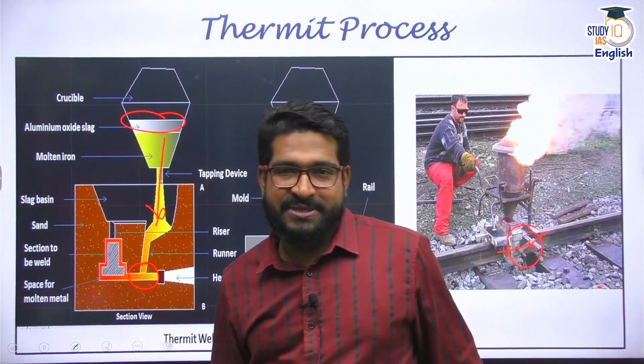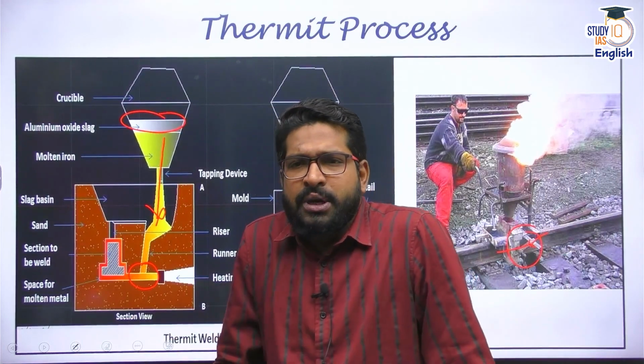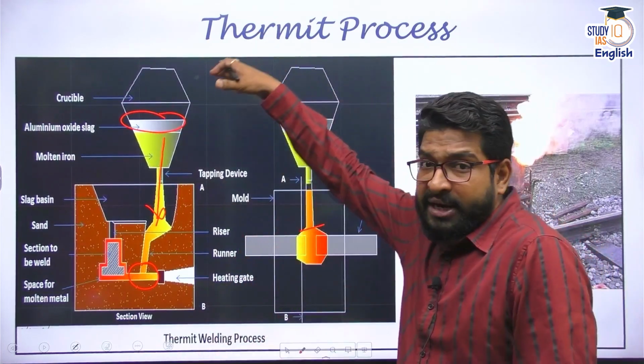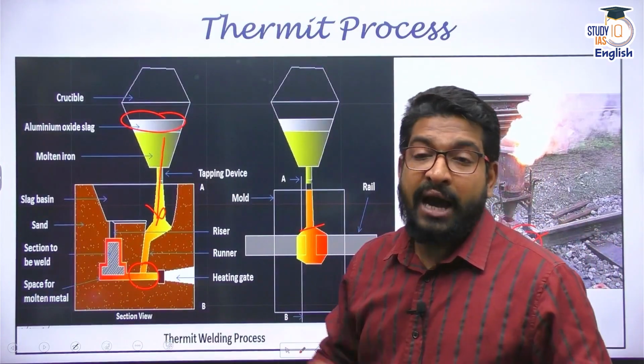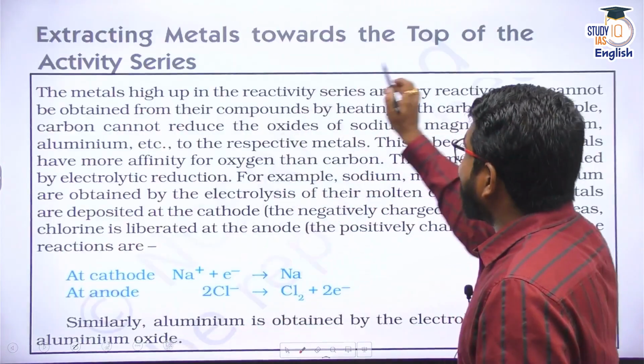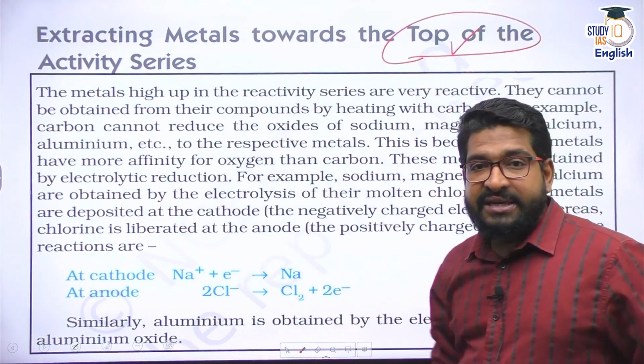Thermit welding process. So we spoke about how to extract metals of low reactivity, how to extract metals in the middle of the activity series, and the third one is how to extract metals which are at the top of the reactivity series.